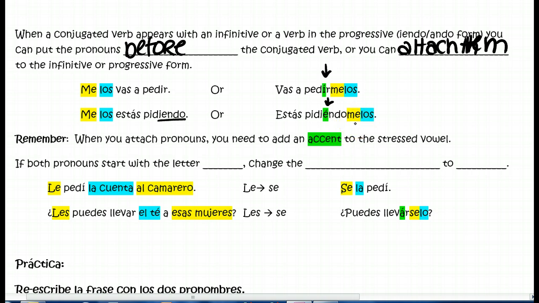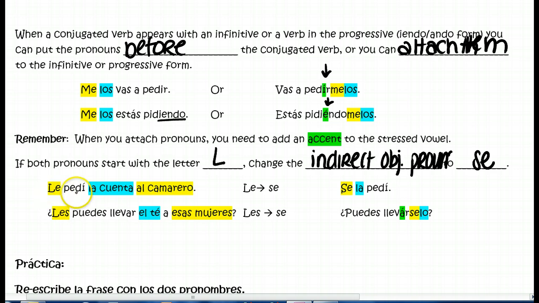The next thing that's a little bit strange about these is that if both pronouns start with the letter L, so for example, le and lo, or les and lo, or les and los, anything like that, if both of them start with the letter L, you're going to need to change the indirect object pronoun to se. So no matter what it is, if it's coming from le or les, you change it to se.